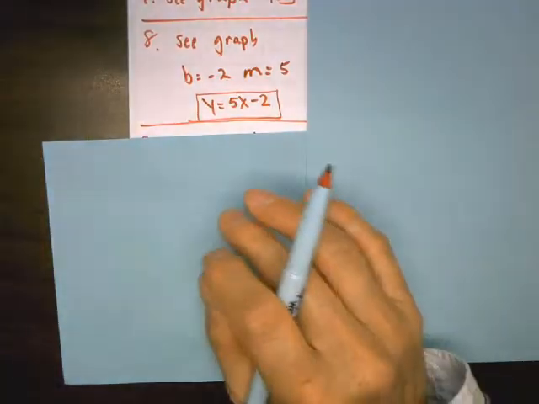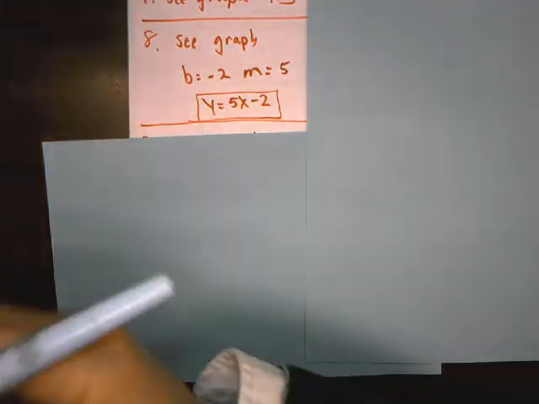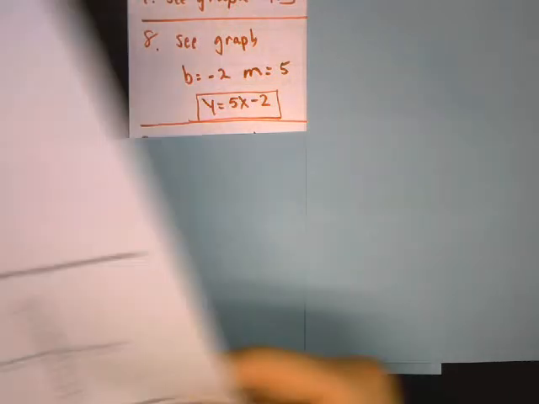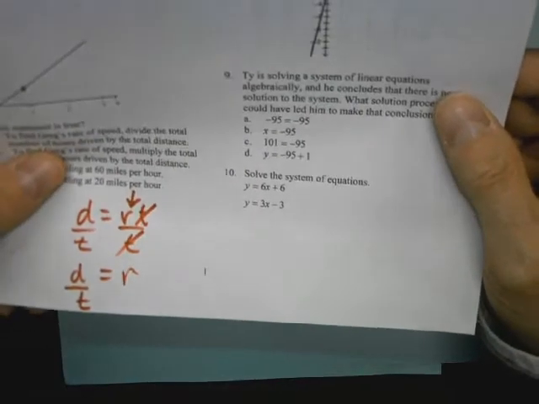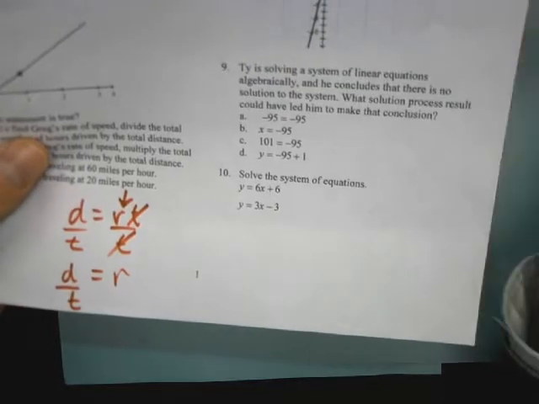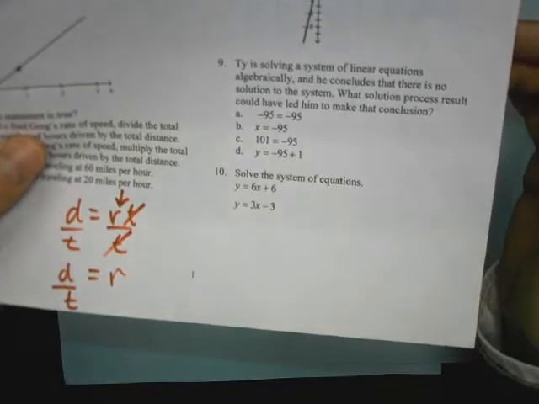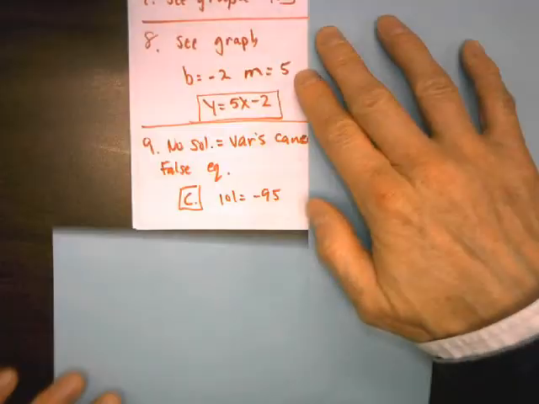Alright, so number 9. It says Ty is solving a system of linear equations algebraically, and he concludes that there is no solution. Okay, so which of these has no solution? Well, we already learned no solution means the variables have to cancel out, so forget about B and D. And we learned that no solution means you have two numbers that are not the same, so the answer has to be C.